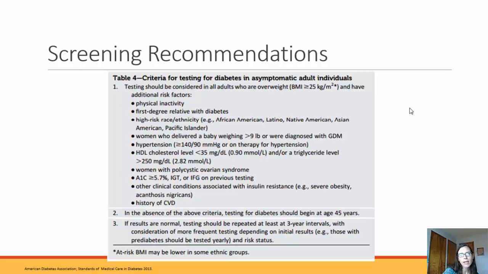Here are our screening recommendations. For asymptomatic adults, we have a set of screening recommendations, especially for people who may be at higher risk. So they maybe have hypertension or high cholesterol, or a family history of diabetes or something like that. If they don't have these criteria, then the individual should begin testing regularly for diabetes at 45 years, and then every 3 years after that.